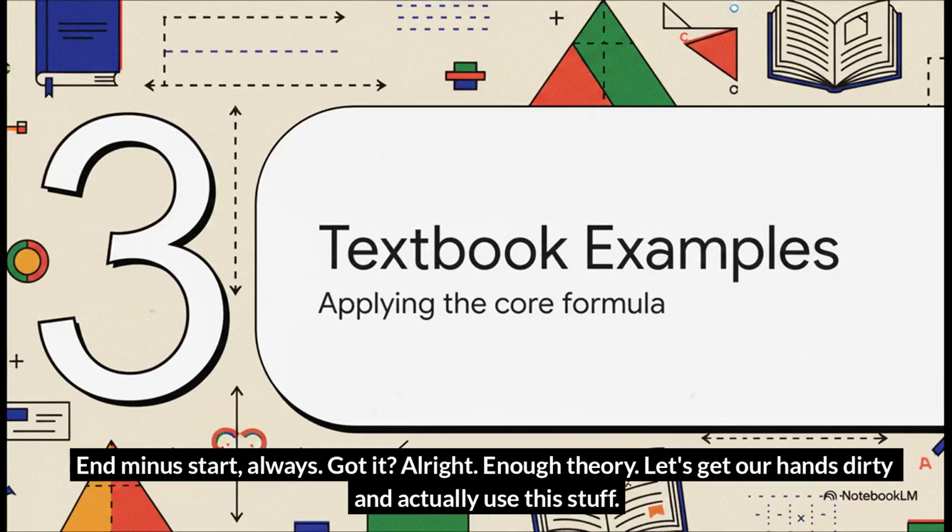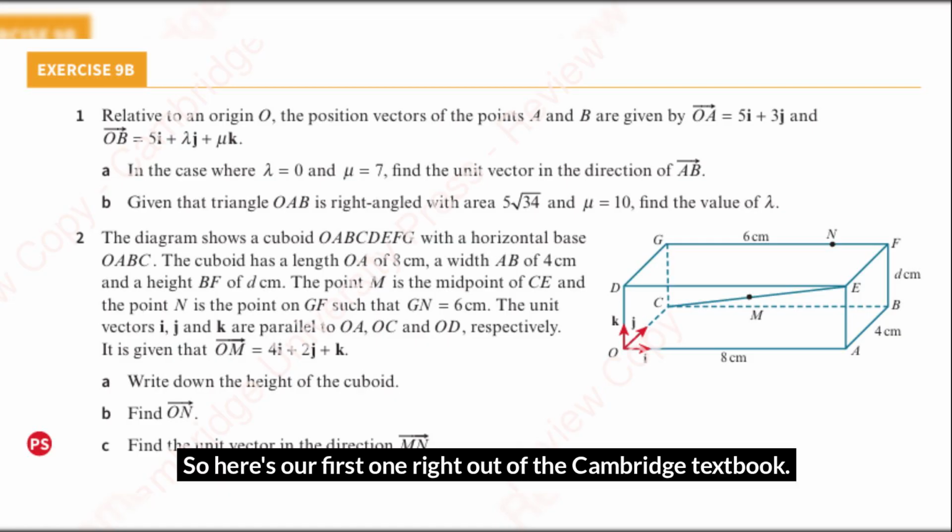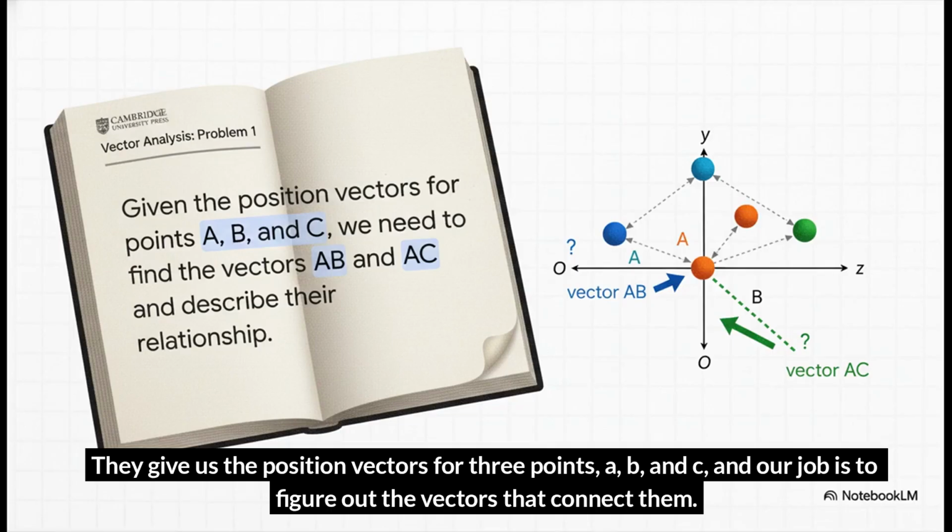All right, enough theory. Let's get our hands dirty and actually use this stuff. We're going to see our end minus start rule work its magic with some classic textbook problems. So here's our first one, right out of the Cambridge textbook. They give us the position vectors for 3 points, A, B, and C. And our job is to figure out the vectors that connect them.